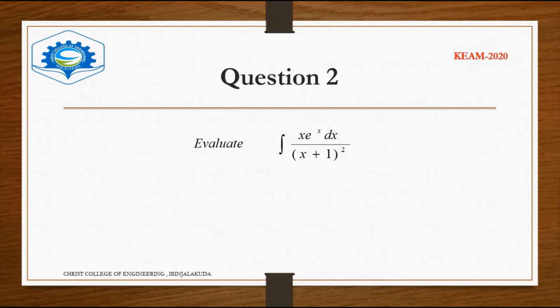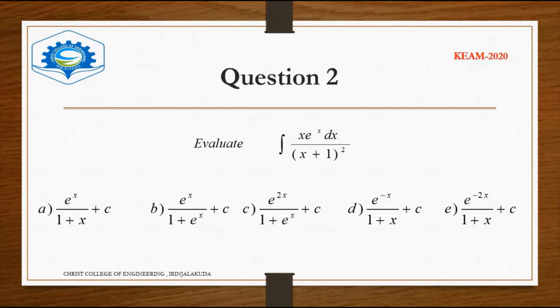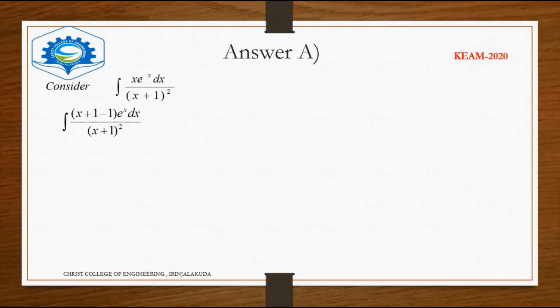Evaluate this integral. So these are your options. Now what we can do is, we can call the given integration as I or equation 1. Now you can solve this question by comparing the numerator and denominator. In the denominator, if you may observe, it is x plus 1. So what you can do is, you can simplify the numerator by adding and subtracting 1.